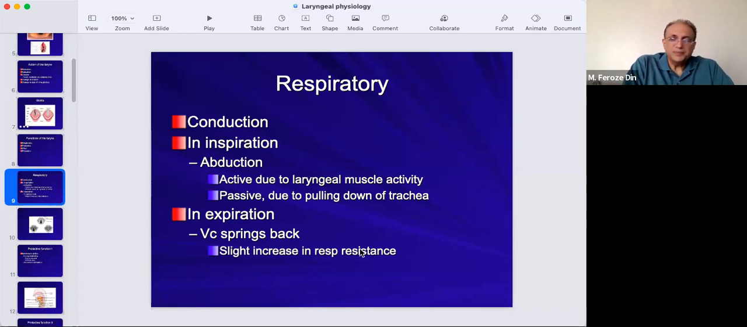In expiration, the vocal cords come back a little bit, and this increases the respiratory resistance and prolongs expiration. If you remember, expiration is largely passive at rest, and expiration is always longer than inspiration. You inspire, then expire, and then the rest period is longer. Part of the reason why it is longer is because there is a respiratory resistance because of the slight closure, not complete, of the vocal cords.